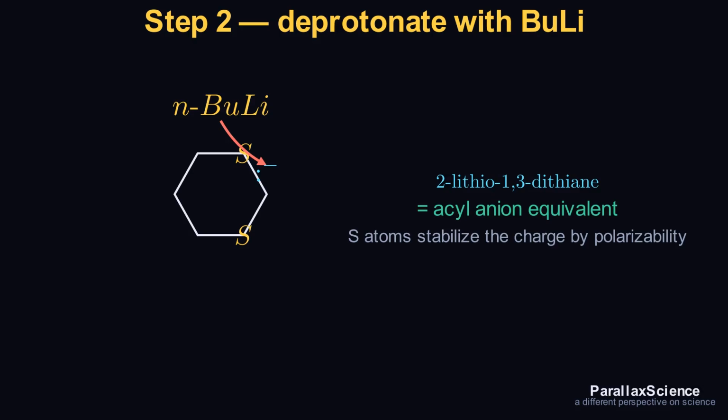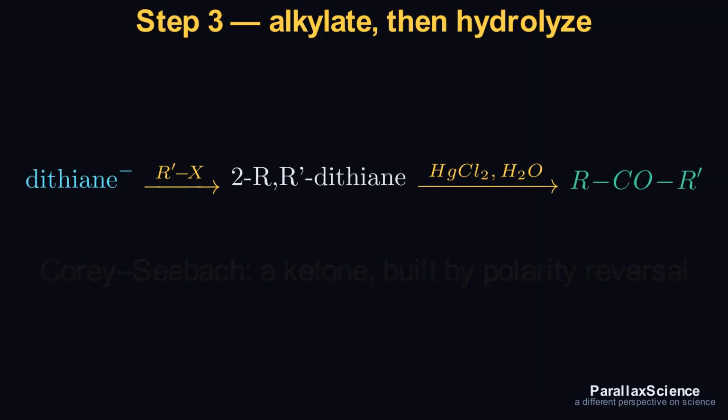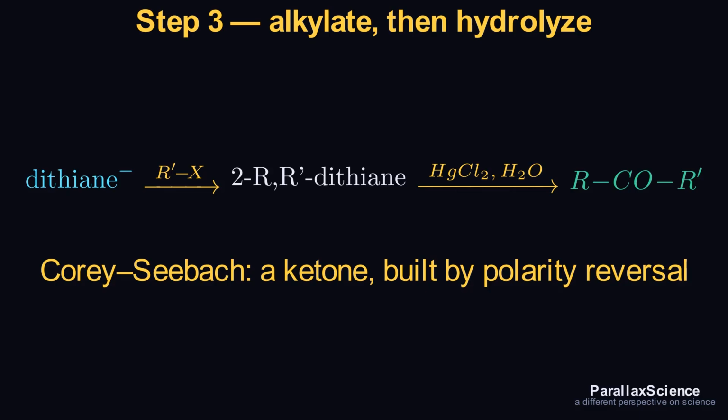The sulfurs stabilize the negative charge through their polarizability. It now attacks an alkyl halide, and a simple hydrolysis, with mercury 2 chloride, unmasks a ketone. This is the Corey-Seebach reaction, joining carbons in a way nature normally forbids.